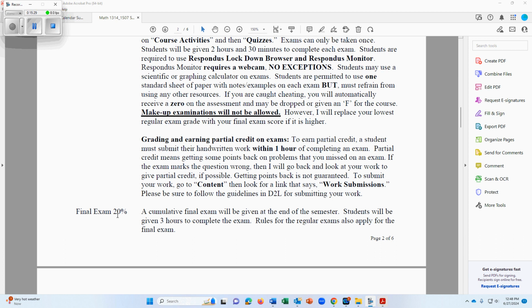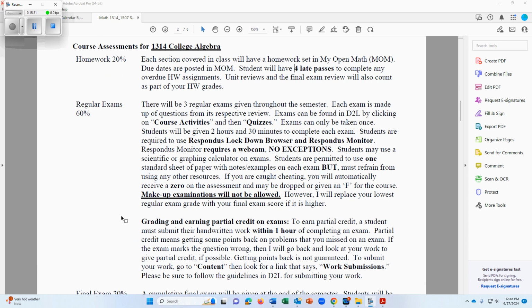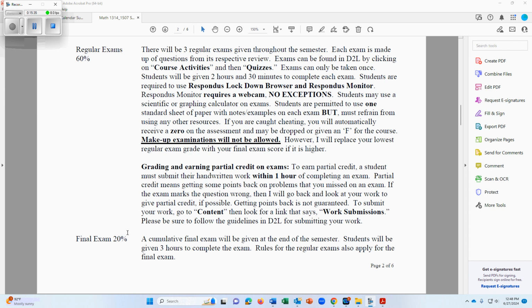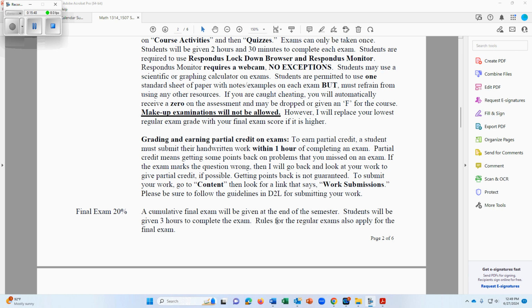So the final exam will be 20%. So that makes up our 100% here. So homework's 20, regular exams 60, final exam is 20. A cumulative final will be given at the end of the semester. Students will be given 3 hours. Once again, that's probably more than you'll need, but just to be sure, 3 hours to complete the exam.